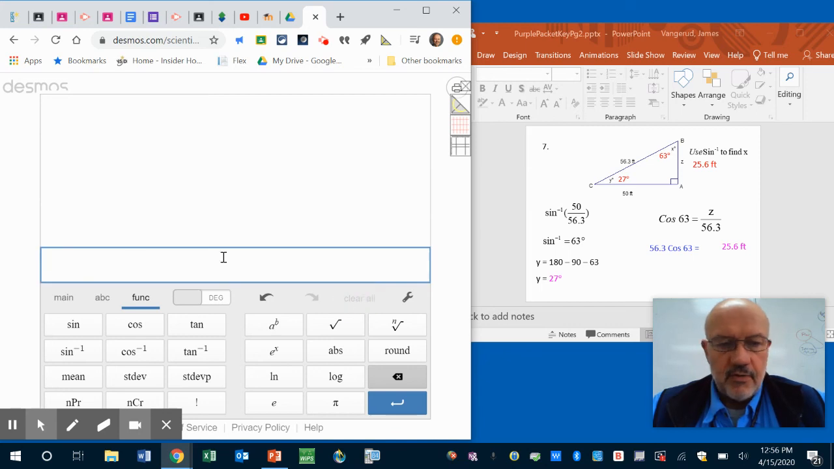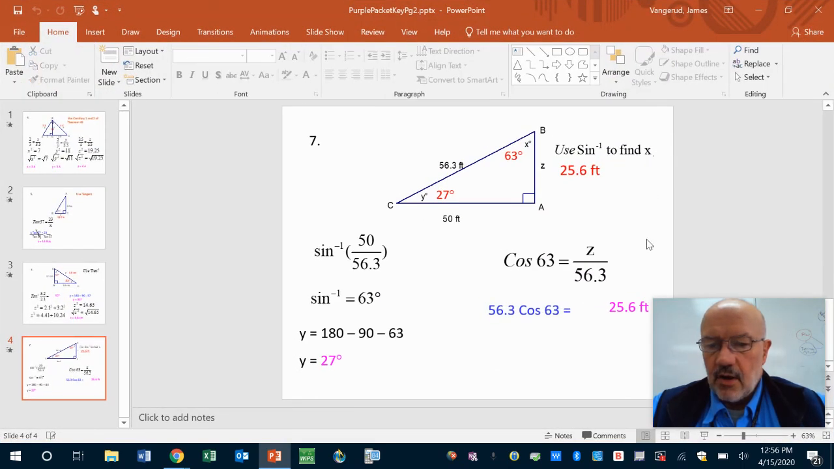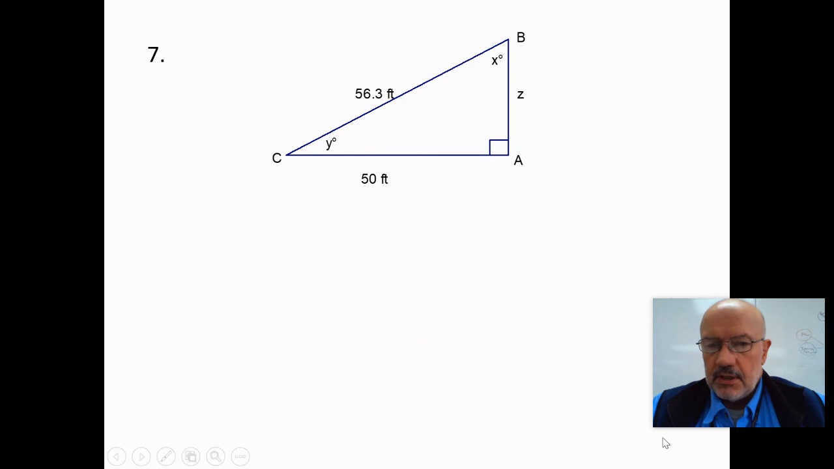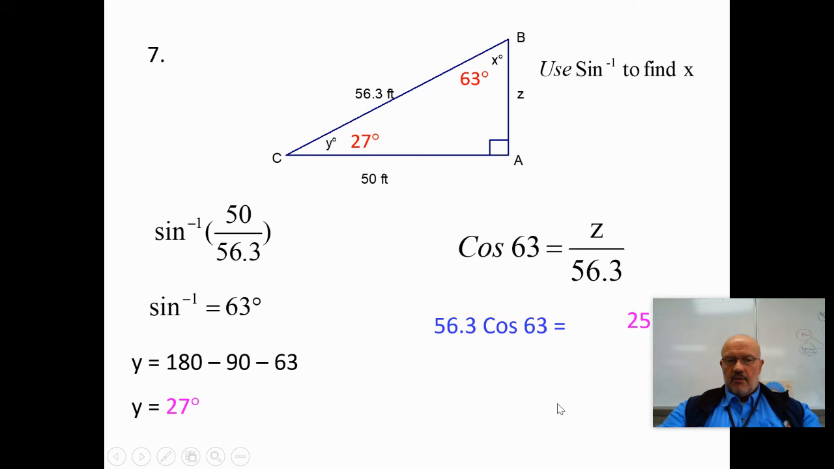So let's clear that out. 56.3 times the cosine of 63. And it's 25.55, which rounds to 25.6. So there you have that. You figured out every single piece, all 6 pieces of information, the 3 sides, 3 angles for this problem.